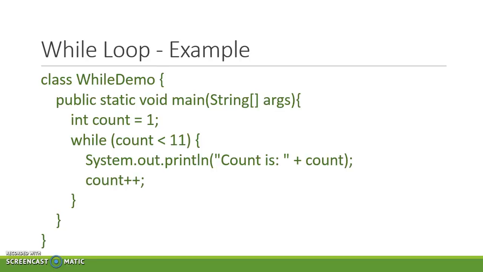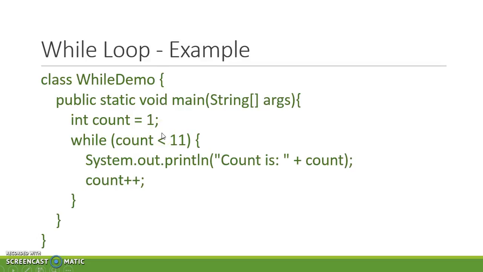The example for a while loop. The class WhileDemo is the name of the class. Public static void main is the starting function in any Java program. First, we are initializing the variable count equal to 1. Then we are entering into the loop, that is, while this condition is checked. This is said to be the expression.